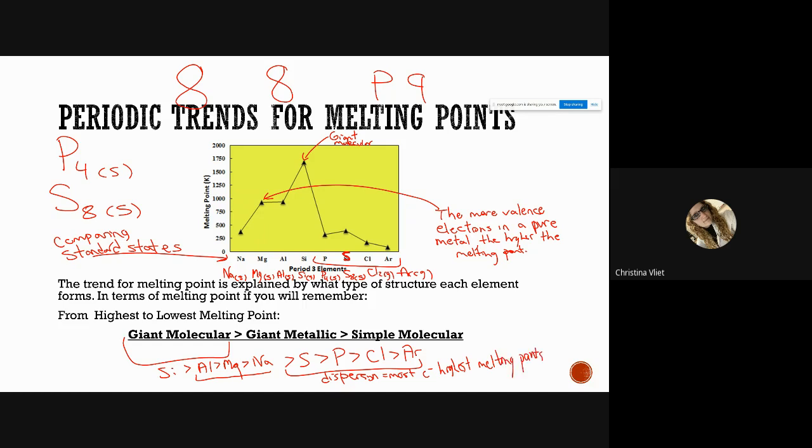That's why I figured it's best to present this right here in this lesson, because we just went over dispersion forces and molecular forces. The only thing you need to make sure is that you have your standard states for these elements memorized.